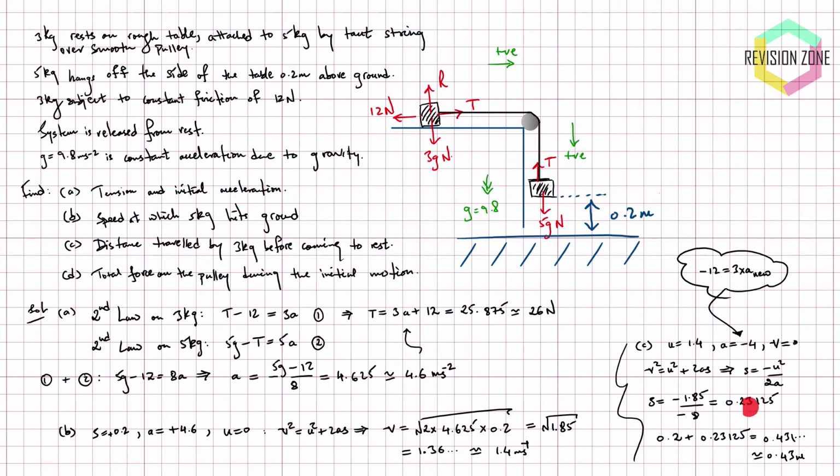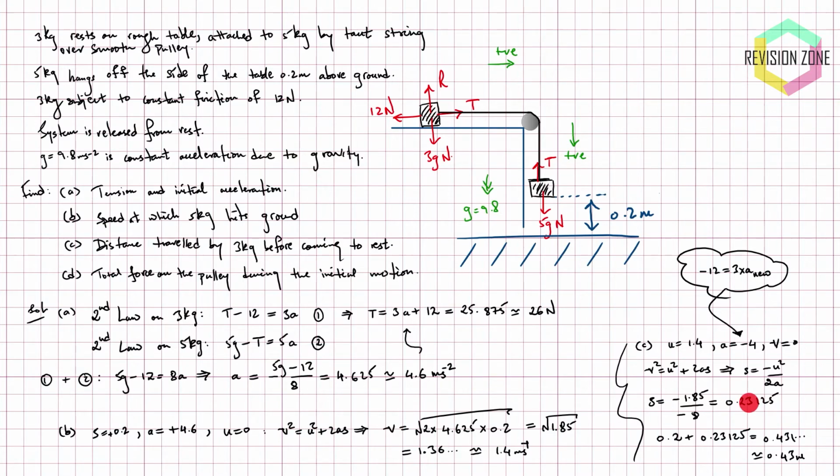Now, this is the distance the particle travels in the second phase of the motion. This is not the total distance, right? The question, part C, says work out the distance traveled by the particle before coming to rest, which means we have to add up both those distances, the distance traveled by the particle in the first phase, and then the distance traveled by the particle in the second phase. And we've only worked out here the distance traveled by the particle in the second phase, right?